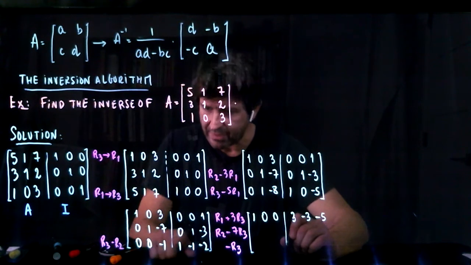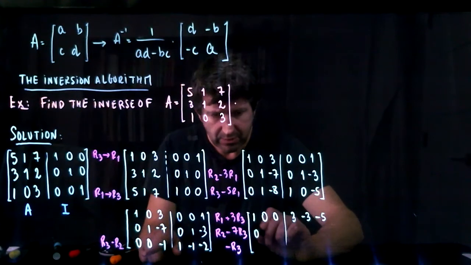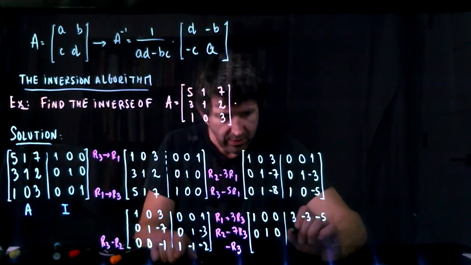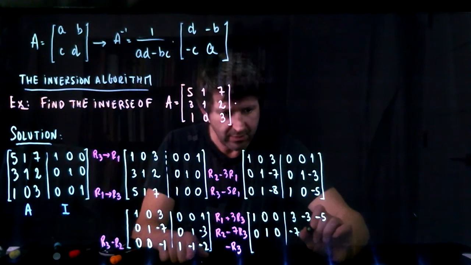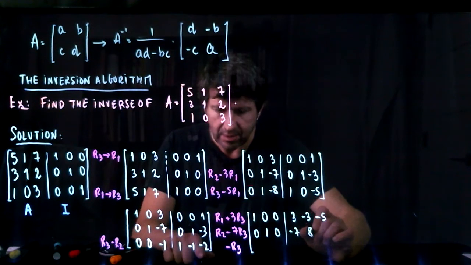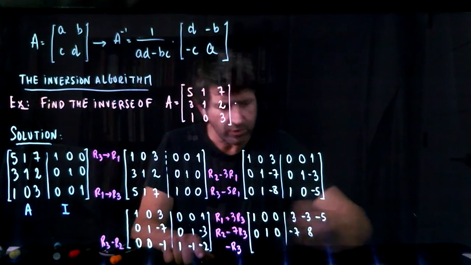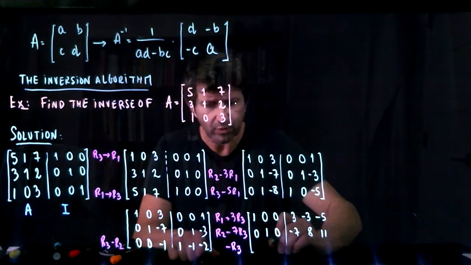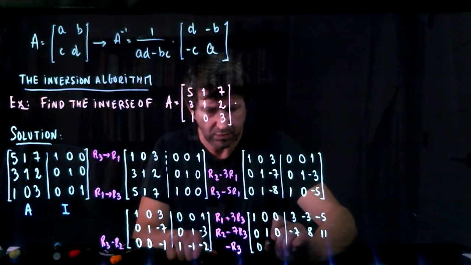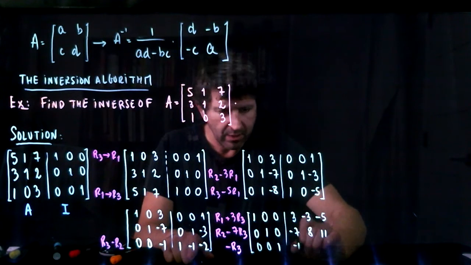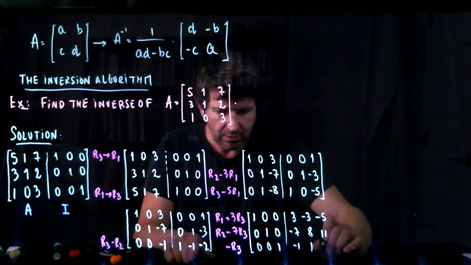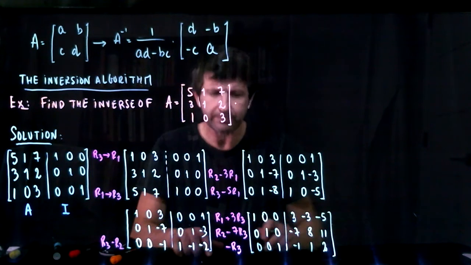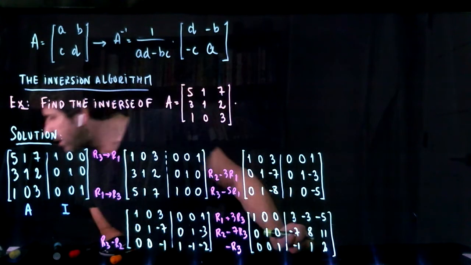Then row 2 minus 7, row 3: 0, 1, 0, negative 7, 8, negative 3 plus 14 is 11. And the last row, I'm just multiplying it by -1. So 0, 0, 1, -1, 1, and 2. And I'm done.